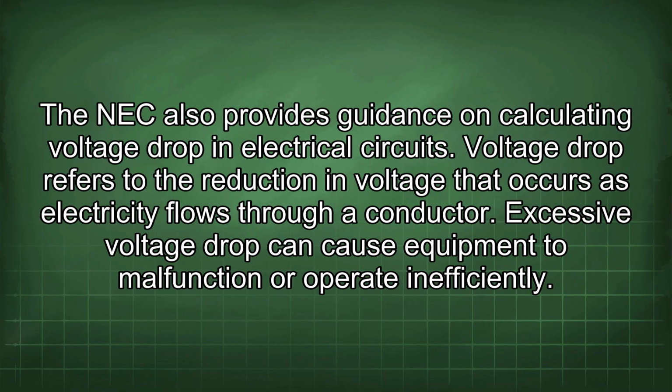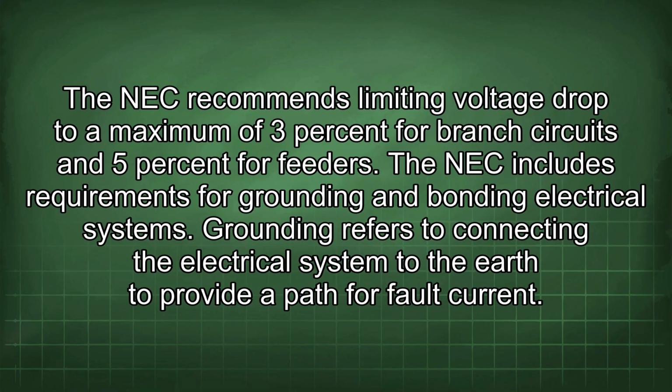The NEC also provides guidance on calculating voltage drop in electrical circuits. Voltage drop refers to the reduction in voltage that occurs as electricity flows through a conductor. Excessive voltage drop can cause equipment to malfunction or operate inefficiently. The NEC recommends limiting voltage drop to a maximum of 3% for branch circuits and 5% for feeders.